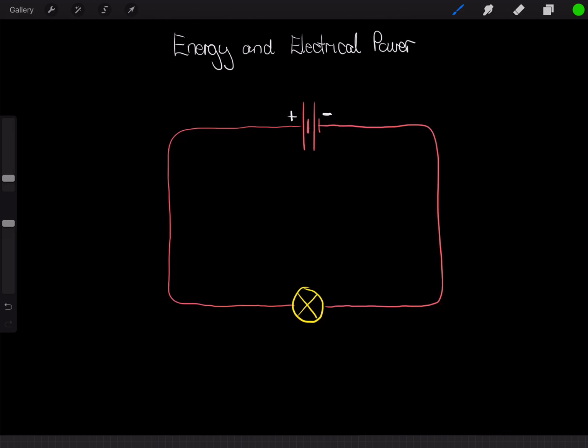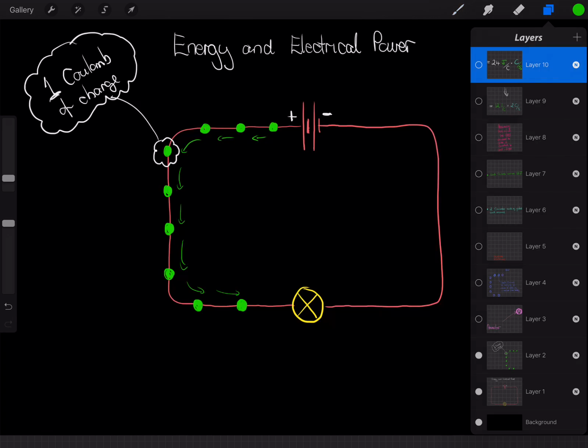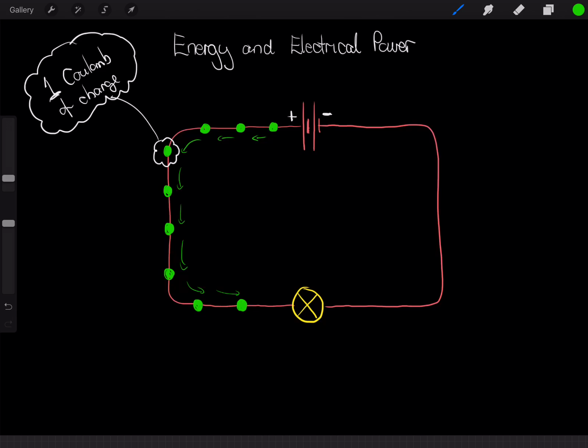Okay, in this quick video we're going to look at the idea of electrical energy and electrical power. So let's have a look at this very simple circuit once again, and we're going to look at the current or the charge coming out of this battery. Now those green dots represent individual coulombs of charge. So each of those green dots is 1 coulomb of charge.